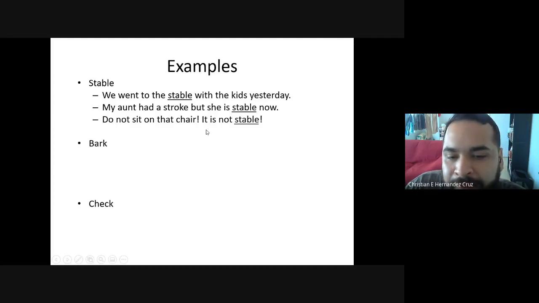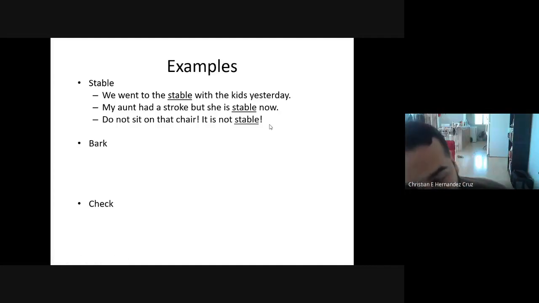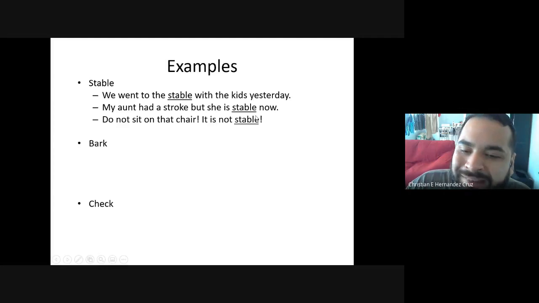Do not sit on that chair. It is not stable. Okay, so in this one, we're also using it as a state of being, but for an inanimate object. So we're saying that the chair is wobbly. We're saying that that chair has a bad leg. We're saying something about that chair that we can't really say about a human being in the same context.